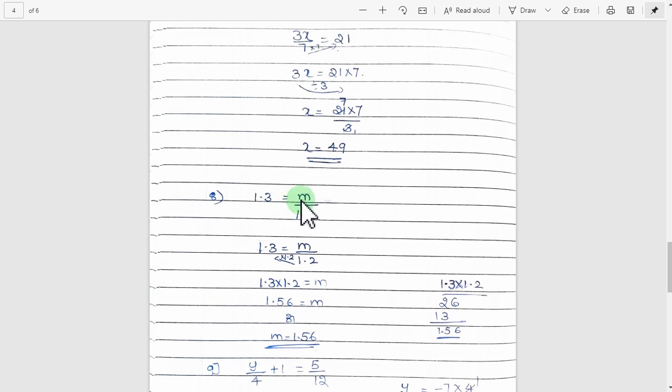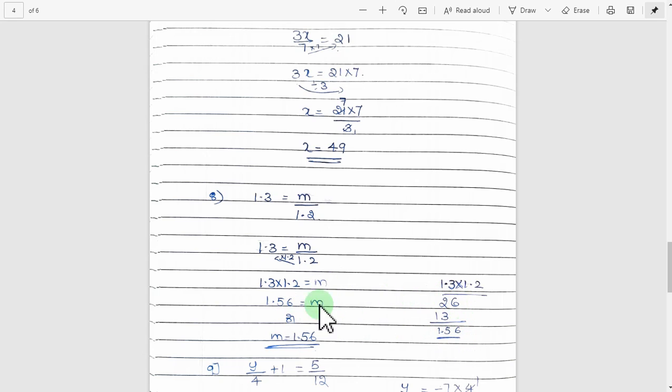So 1.3 = m/(1/2). Now the variable is on the right hand side. Keep that on the right hand side only and take the number to the other side. When you take 1/2 to the other side, it becomes a multiplication, because between m and 1/2 there is a division sign, it becomes multiplication. m = 1.3 into 1.2.